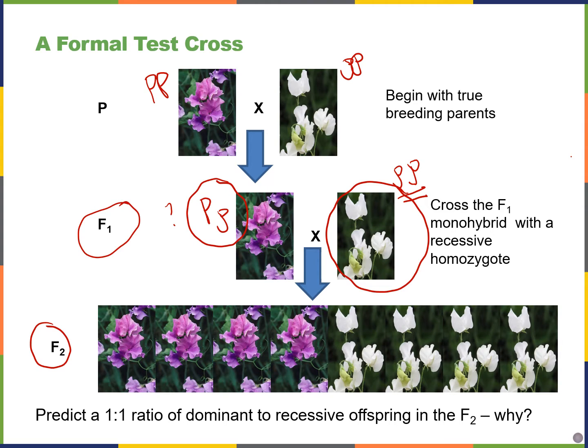So here, what would happen would be, I would get either big P with small p, or big P with this small p, or small p with small p, and small p with small p. So looking at those possible combinations, I predict that I would get a 50-50 ratio, or a 1-to-1 ratio, of purple flowers to white flowers.